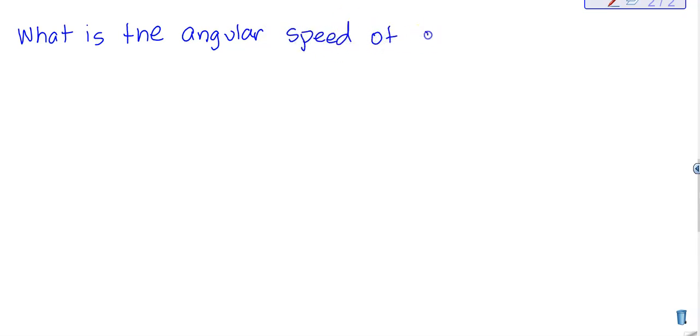So in box three, here's the question. What is the angular speed of a, can we call it a little car? I don't know what they call the little thing, a chair, seat. Yeah, you sit in a seat when you're on a Ferris wheel, right? What is the angular speed of a seat in radians per minute? So look, I'm looking for angular speed. So that's change in theta over change in time, which is why I want radians per minute.